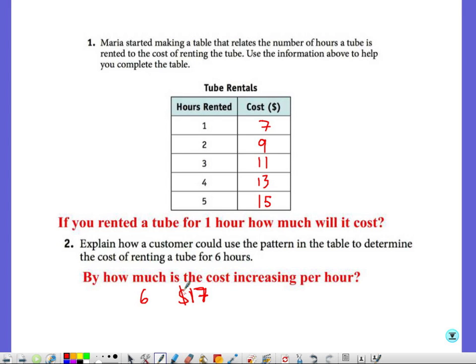So looking at the pattern, the cost increases $2 an hour, and since at 5 hours we have $15, that means at 6 hours the cost must be $17.